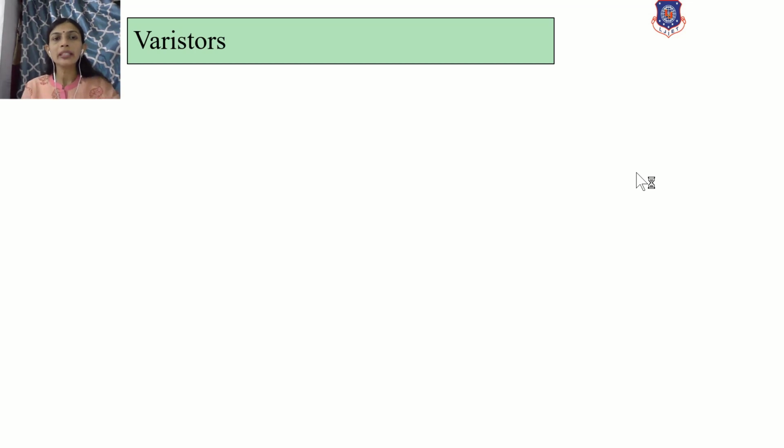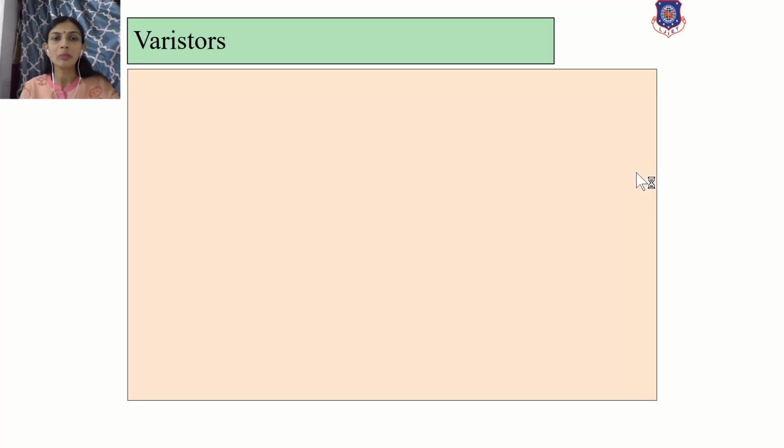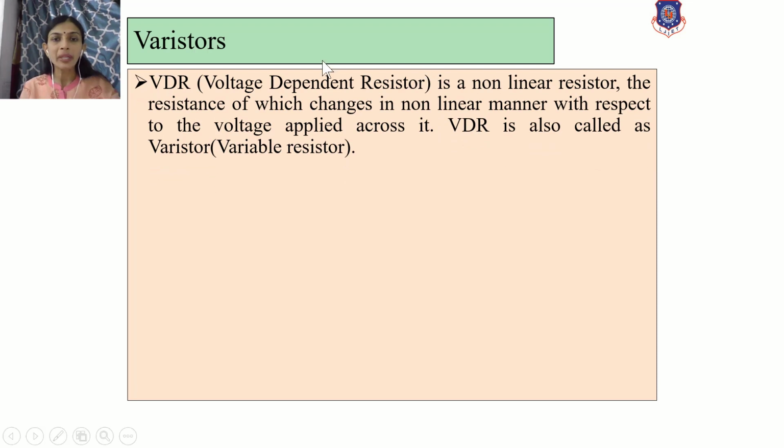The first component that we will study is the varistor. Actually, dear students, the varistor is nothing but the voltage dependent resistor. So the definition of the varistor can be written like this: voltage dependent resistor, which is a non-linear resistance, or the resistance of which changes in a non-linear manner with respect to the voltage applied across it. Thus, the voltage dependent resistor is called a varistor. So that is nothing but a variable resistor, right?